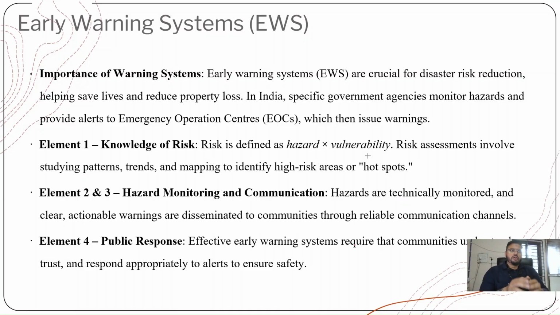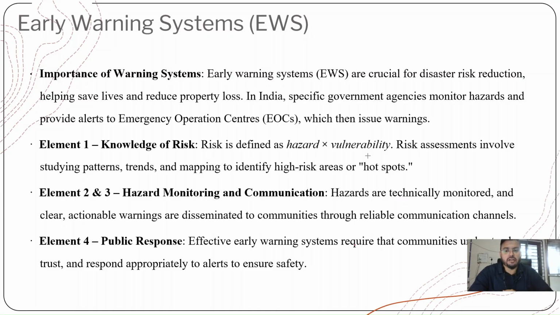Now, after seeing all this disaster management cycle, one of the key components is the early warning system. What are early warning systems? These are very crucial for disaster risk reduction, which helps in saving lives and reducing property loss. In India, specific government agencies monitor hazards and provide alerts to emergency operation centers, which we call EOCs, which then issue warnings. So the first and foremost element of an early warning system is knowledge of risk, identification of risk.